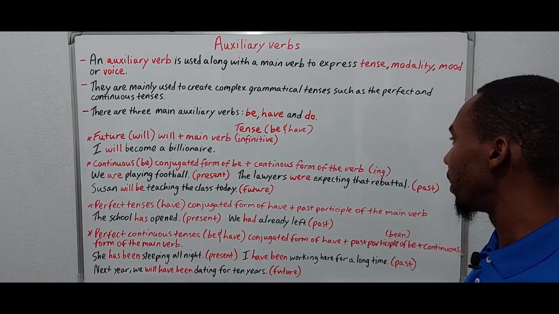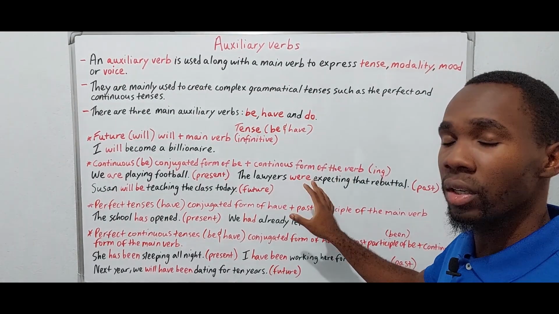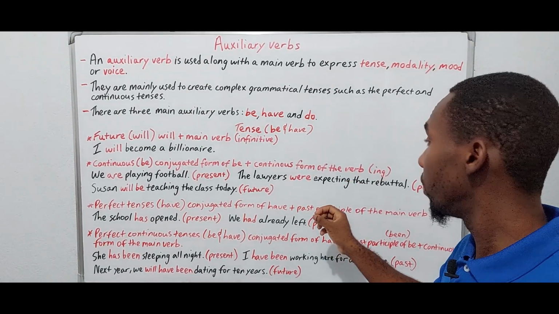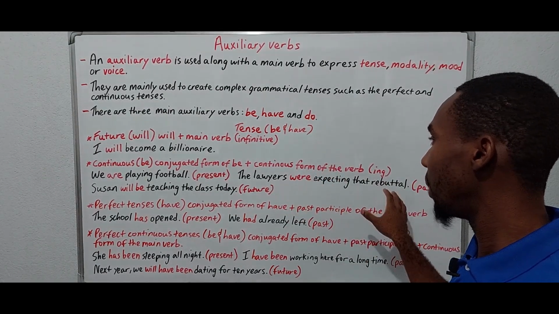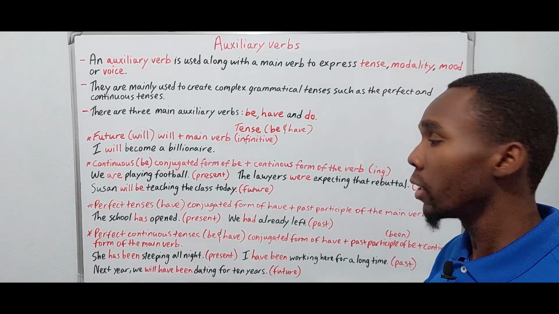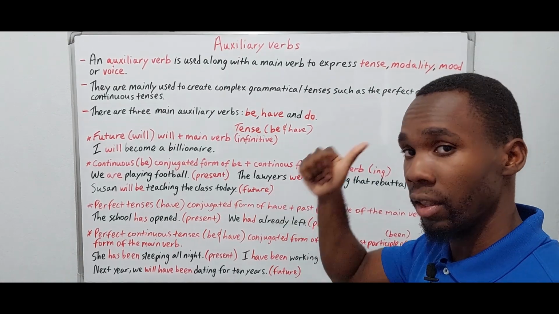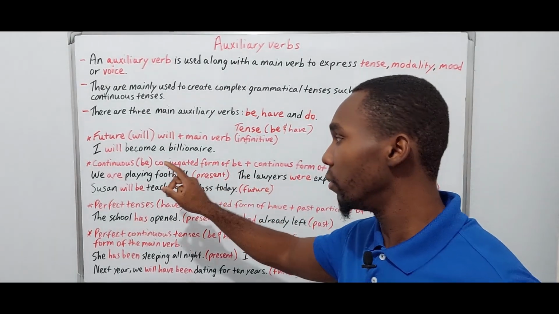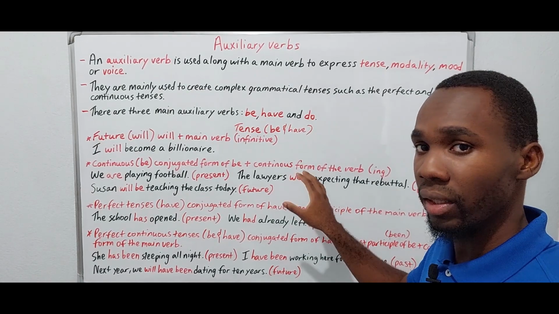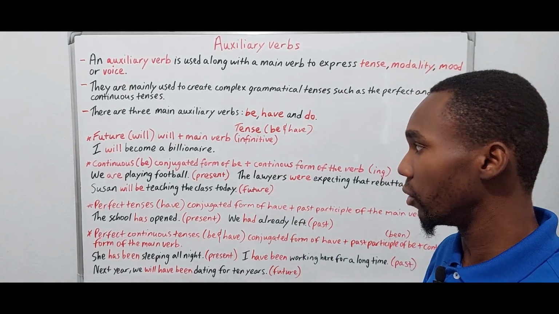The lawyers were expecting that rebuttal. Now, expecting will be our main verb, and were is going to be our auxiliary verb because it indicates the tense, when. Okay, so the lawyers were expecting. Expecting indicates that it was a continuous action, that the action is ongoing, right? But now when we include were, that is going to indicate that this was happening in the past, right? So we've now moved from present to past. And that is what the verb to be is doing. It is indicating tense when it comes to the continuous form, okay?